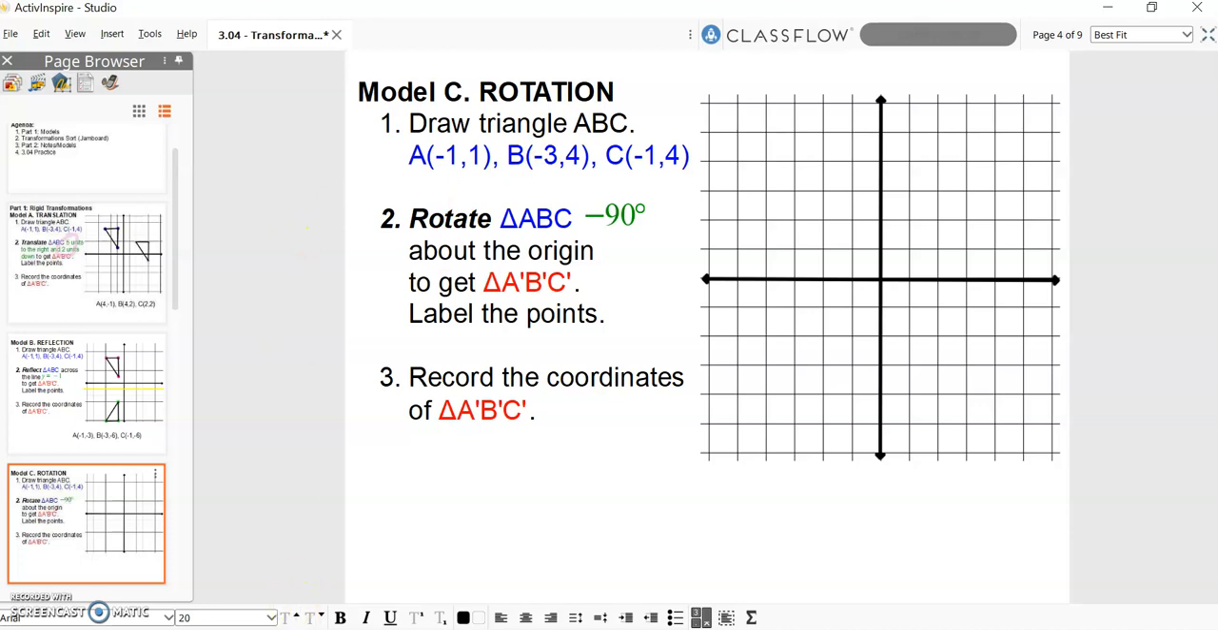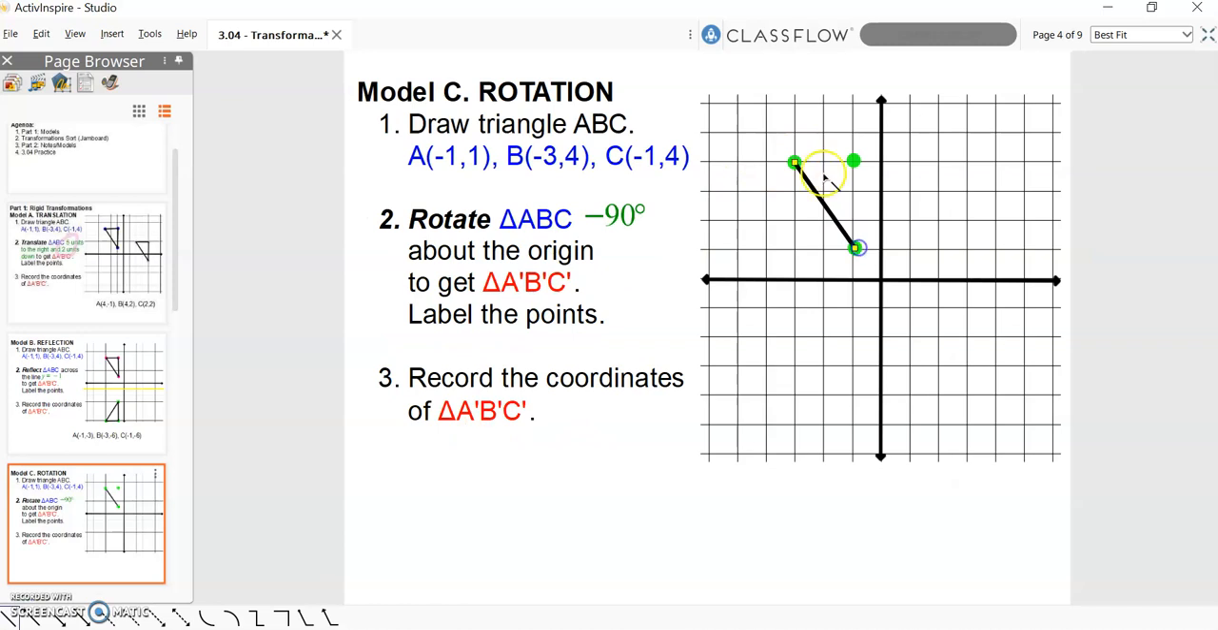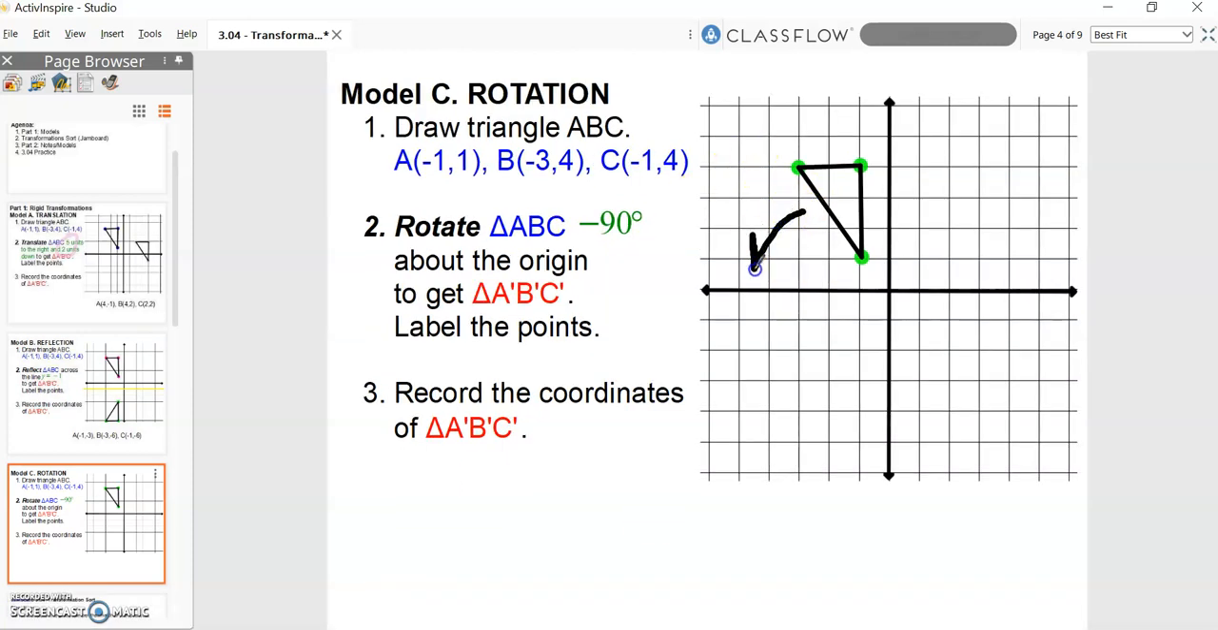Rotation. So we still have the same triangle we've been playing with: -1, 1, -3, 4, and right here. Okay, so there's a triangle. Rotate -90 degrees means we're going to be rotating this direction. That direction. And 90 degrees is just one quadrant down.